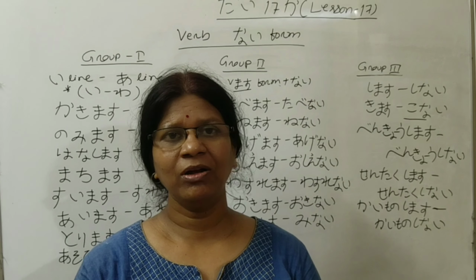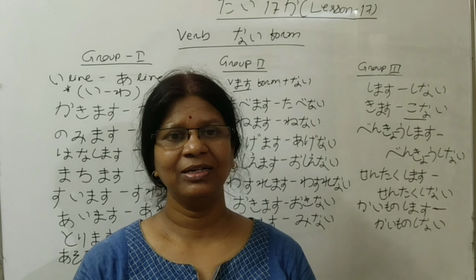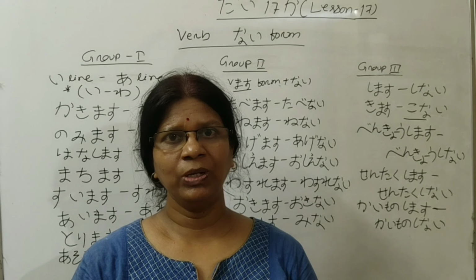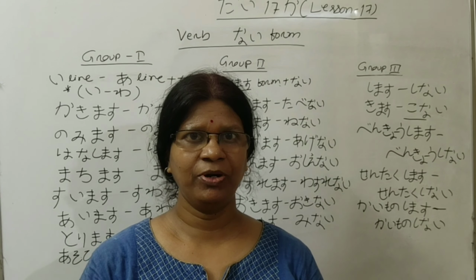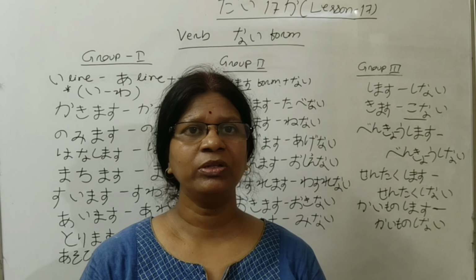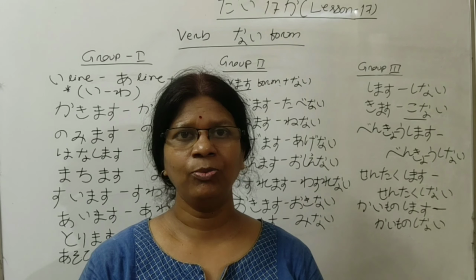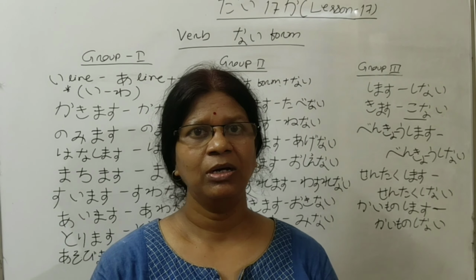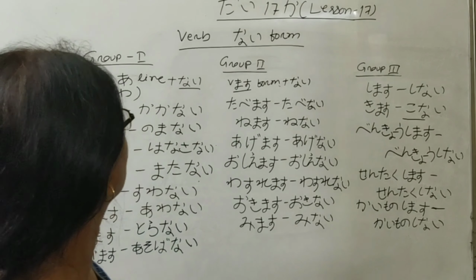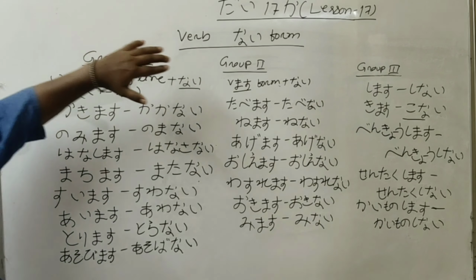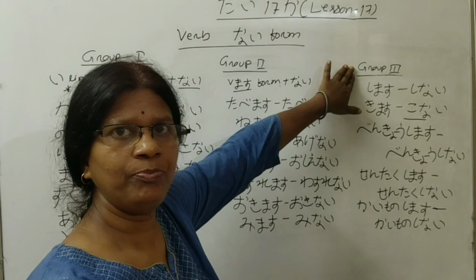Today we are going to learn lesson 17. In this lesson we will learn the nai form of the verb. You know there are three types of verb: ichi group, ni group and san group. Look at here. Group 1, group 2 and group 3.